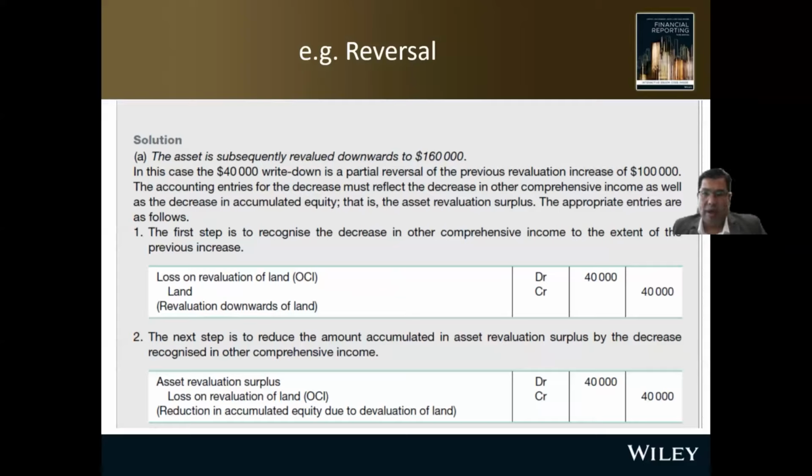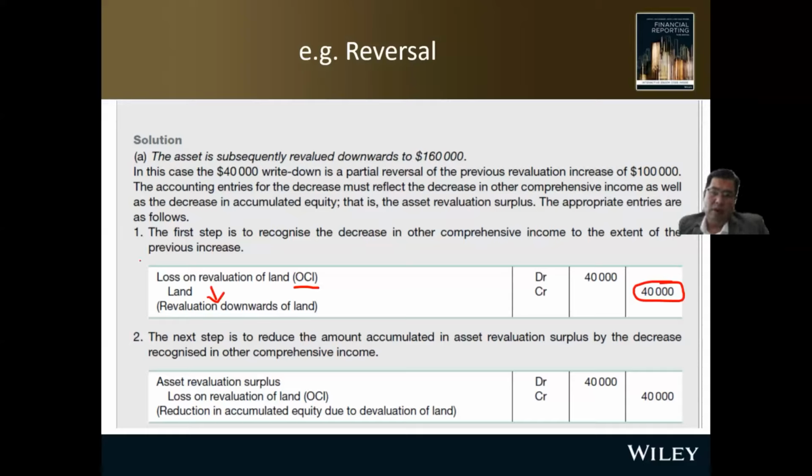We're going to recognize this loss as loss on revaluation. It goes under OCI, other comprehensive income. Yeah, put it OCI there. And going to credit the land. Credit the land means reduce the land value. Reduce the land value by 40,000. Okay? By 40,000.